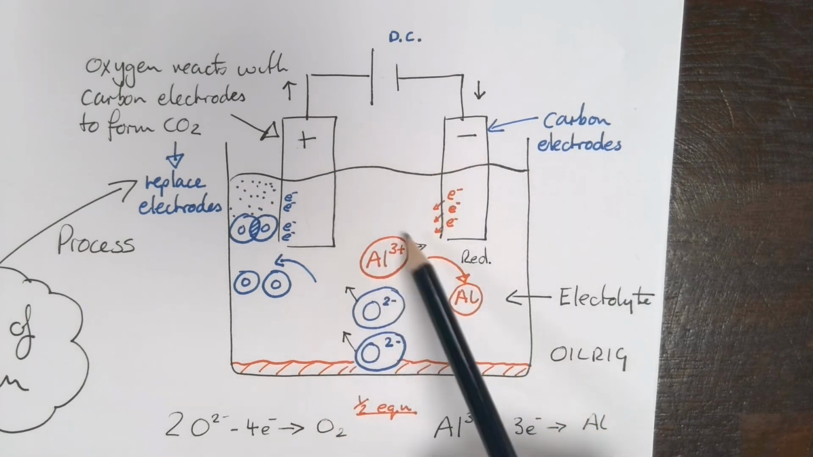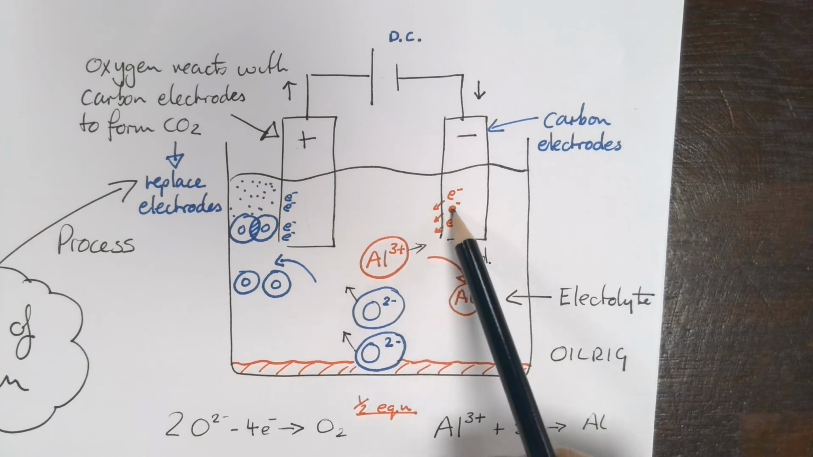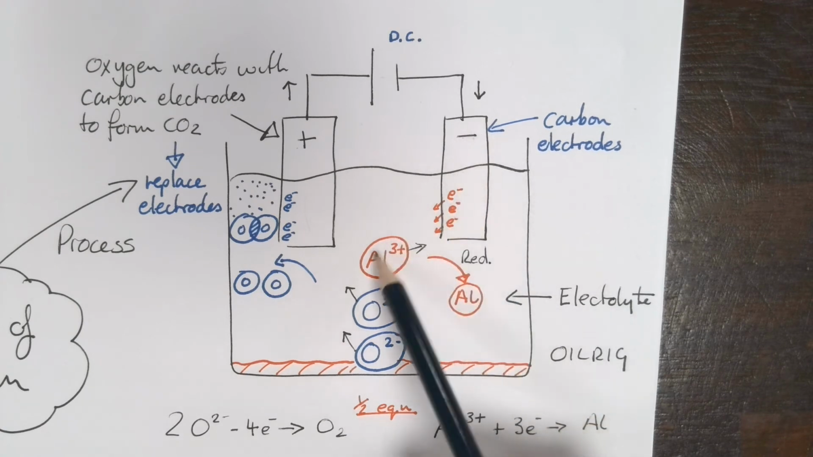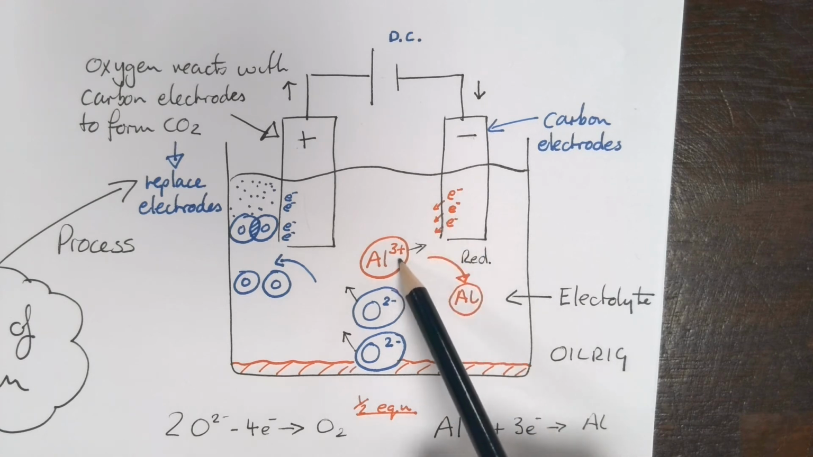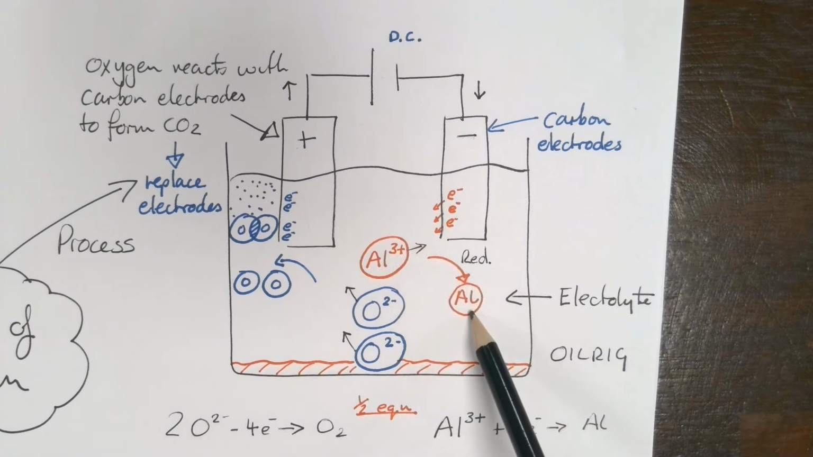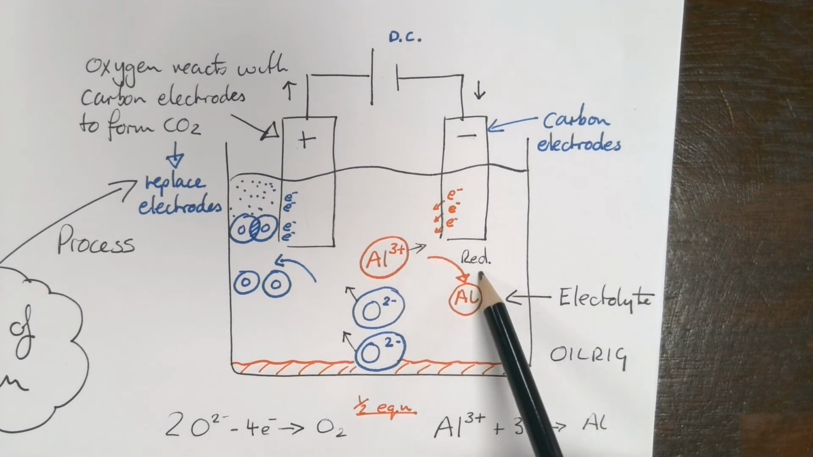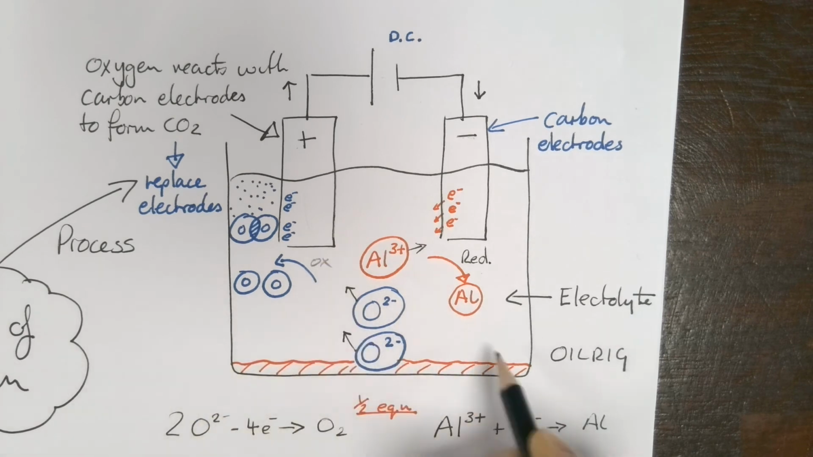The aluminium ions, because they're positive, will be attracted to the negative cathode, and when they get there, they're going to pick up 3 electrons each because they've got a 3 plus charge. So those 3 electrons combine with the aluminium and turn it into aluminium atoms. This is called reduction. And then the aluminium atoms will sink to the bottom, and you'll get liquid aluminium forming at the bottom of your container. And once the process is finished, you can just collect that and then do whatever you want with it.